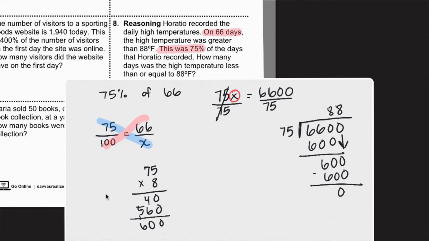Okay, so now we've done the problems that we've done together. So we know that Horatio has been recording 88 days total, right? Hold on, let me erase here so I can show you. Come on, it's frozen. Okay, there we go. So we found out that he has been recording the temperature for 88 days total. Of those days, 66 of them were hotter than 88 degrees. So now we need to find out which days had a high temperature less than or equal to 88. So we're just really finding the difference here.